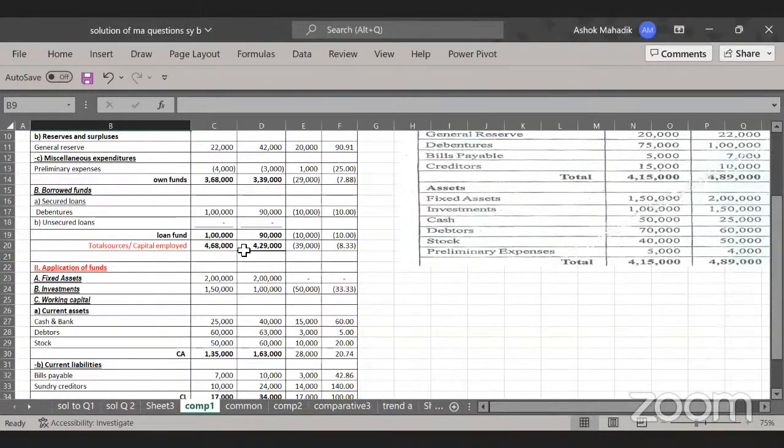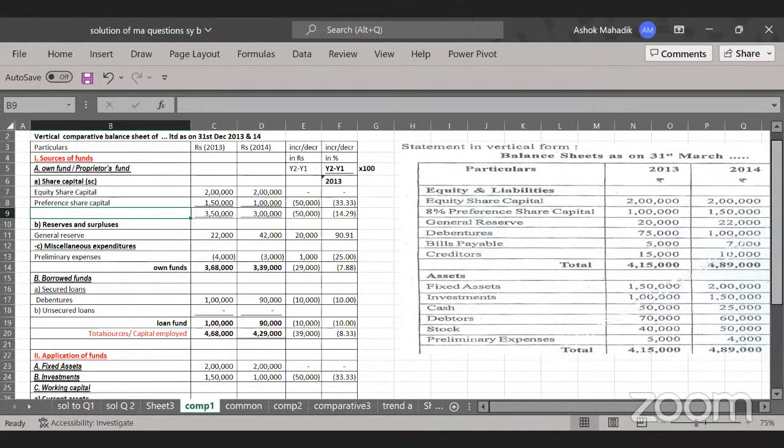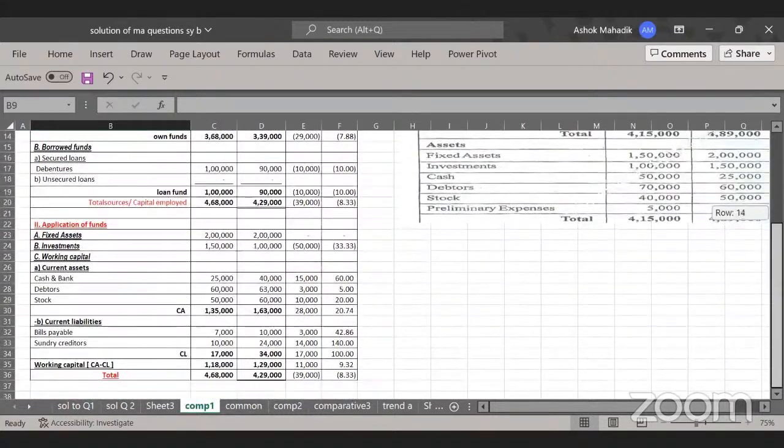Total of own fund plus borrowed fund is called total sources of funds, also known as capital employed. This term is useful in the ratio chapter. So remember, capital employed means total of own fund and borrowed fund. Clear, students? Now we have application of funds. That is where we have applied these funds which we have raised.